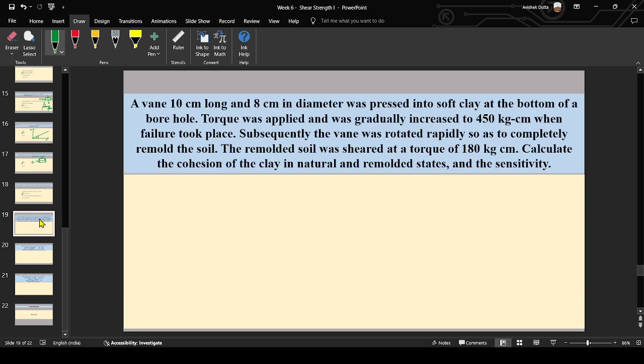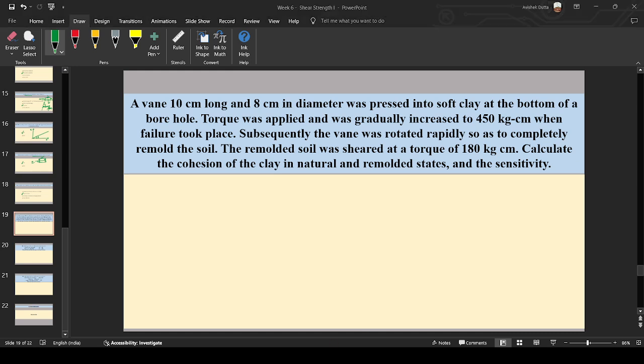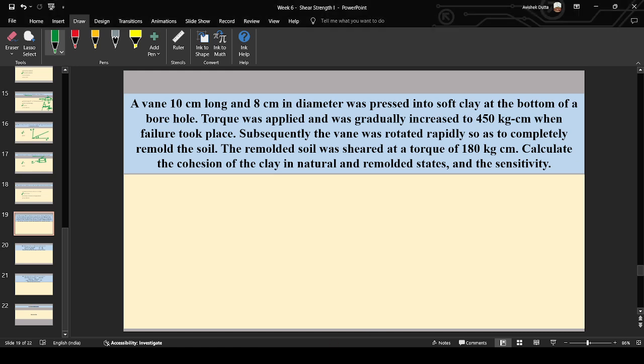A vane 10 centimeter long and 8 centimeter in diameter was pressed into soft clay at the bottom of a borehole. Torque was applied and was gradually increased to 450 kg centimeter when failure took place. Subsequently, the vane was rotated rapidly so as to completely remold the soil. The remolded soil was sheared at a torque of 180 kg centimeter. Calculate the cohesion of the clay in natural and remolded states and the sensitivity.